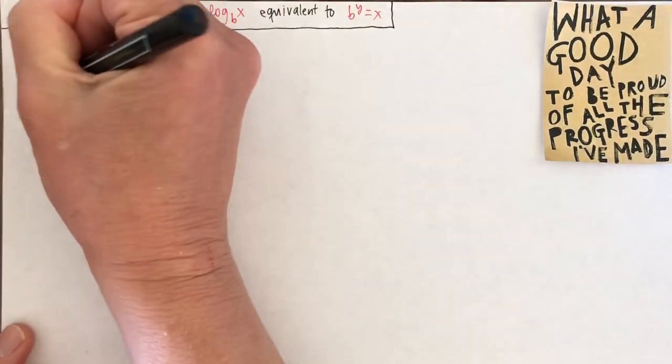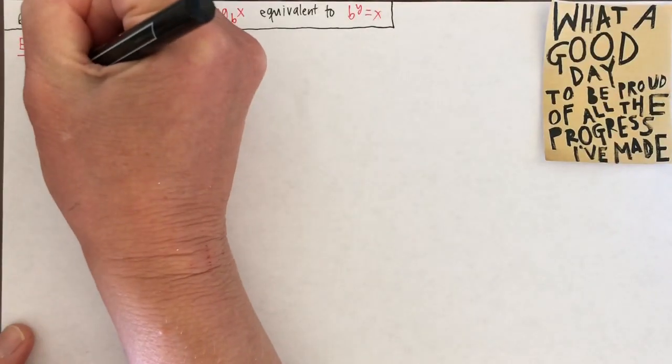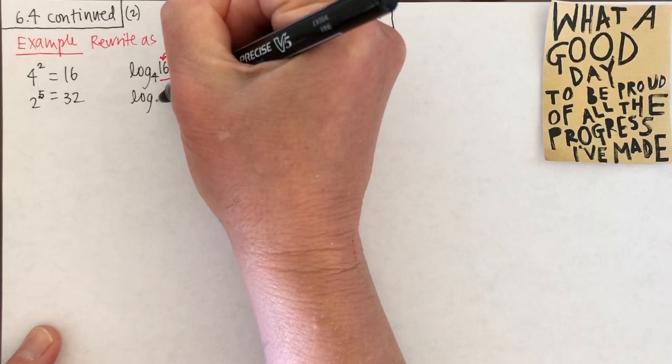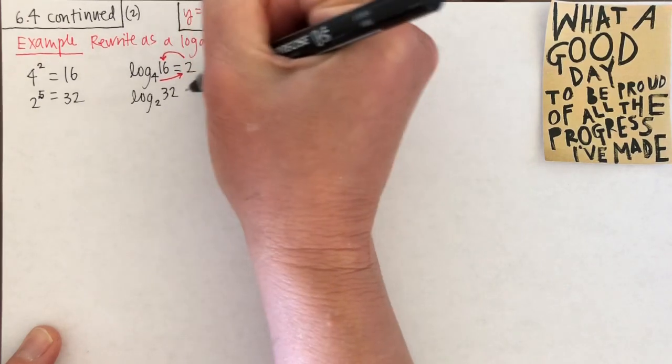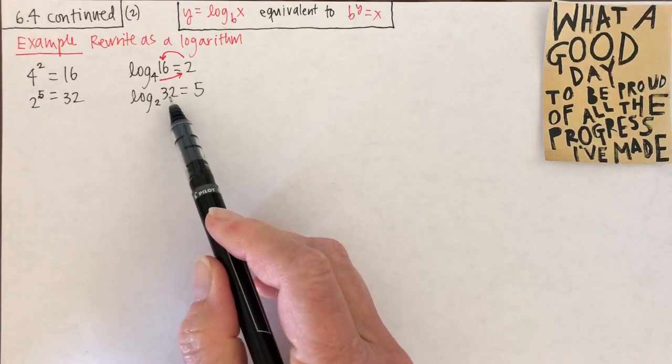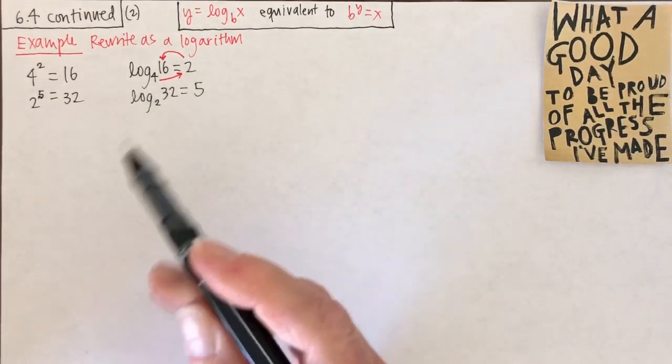If I was going to rewrite 2 to the fifth equals 32 as a logarithm, it would look like this: log to the base 2 of 32 equals 5. So 2 to the fifth equals 32. Yep, everything's in its right place.